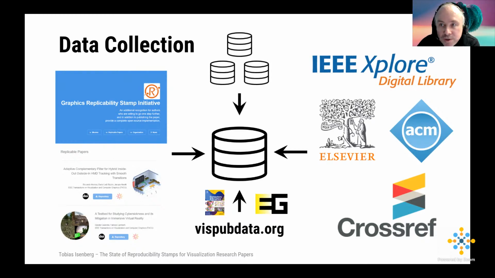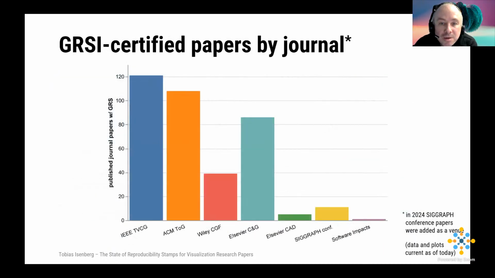So what is the data like? Here we see the spread of the certified papers split by journal. We see that TVCG has the highest number of certified papers, closely followed by TOG. Elsevier Computers and Graphics is third, and then come Computer Graphics Forum and some other journals. They recently actually added also the SIGGRAPH conference papers as a venue. So even though when I talk about journal, this is now also included. The data, by the way, is current as of today, or this morning.